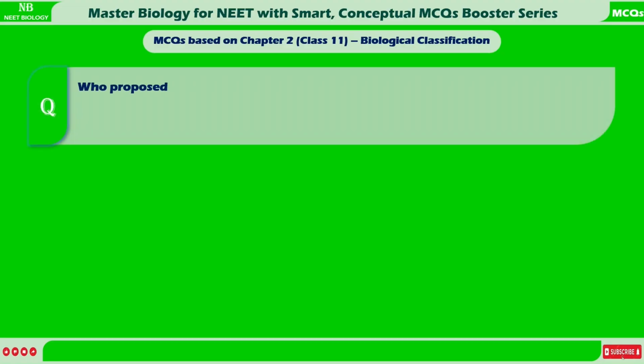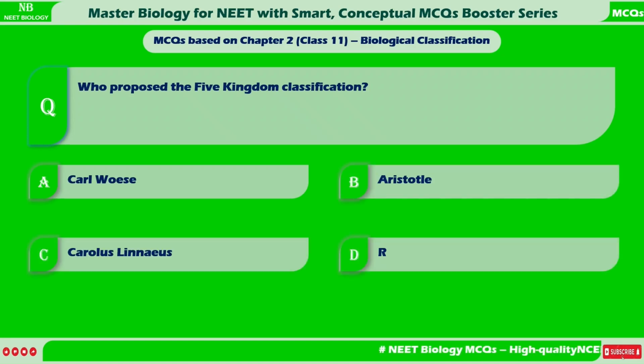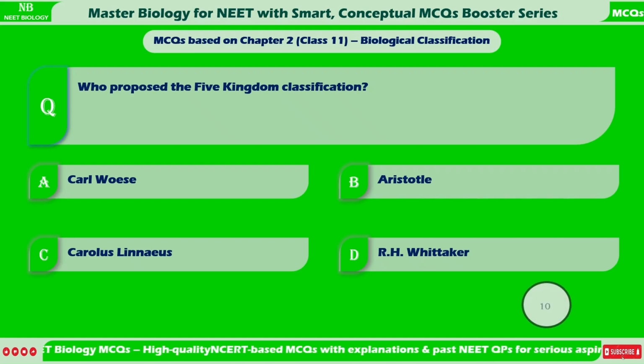Who proposed the five-kingdom classification? A. Carl Woese. B. Aristotle. C. Carolus Linnaeus. D. R.H. Whittaker.